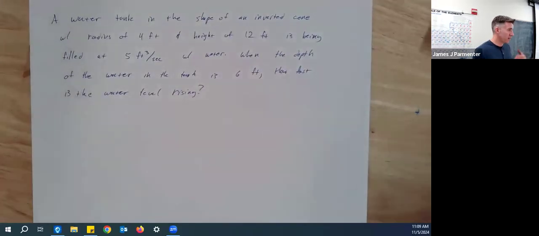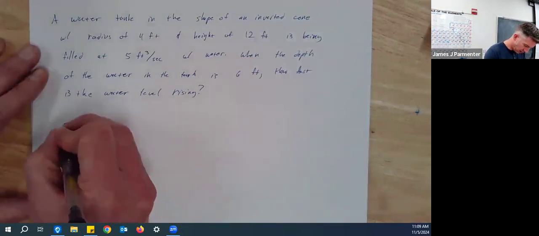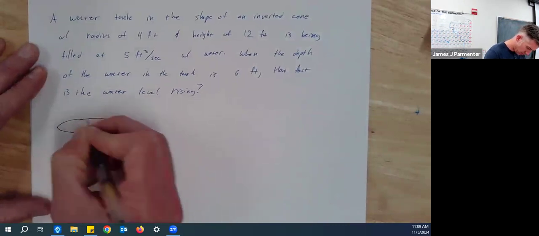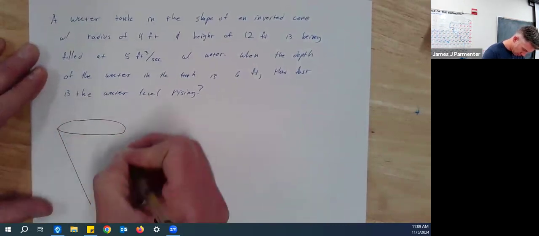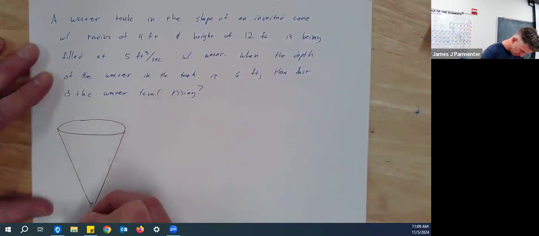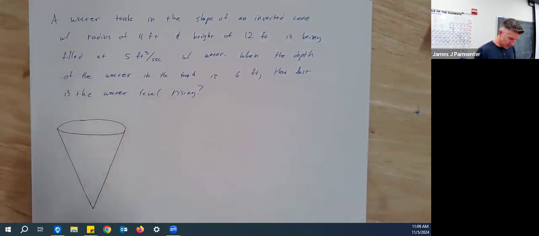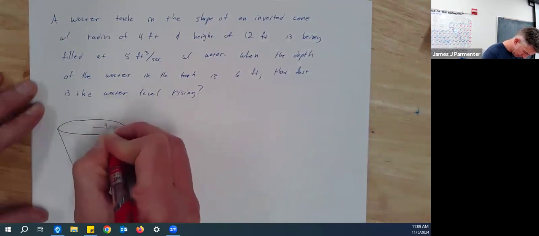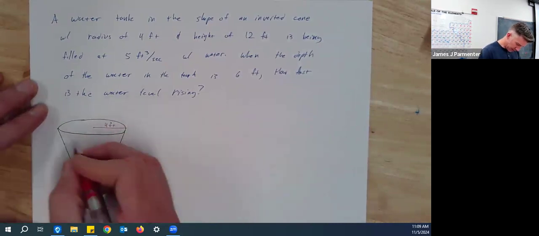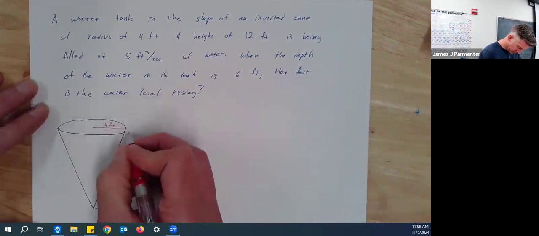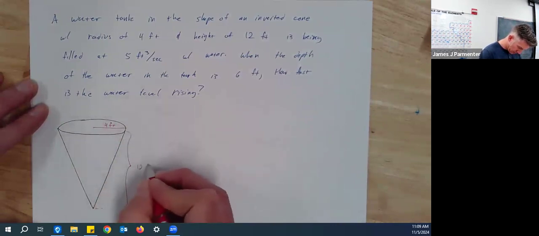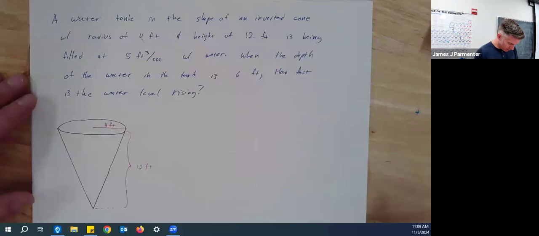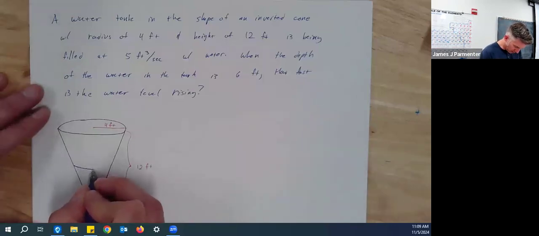Definitely going to start off drawing a picture. So here's my conical tank. The radius of this tank is 4 feet, and the height of this tank is 12 feet. And the water level is rising. So there's water in the tank.